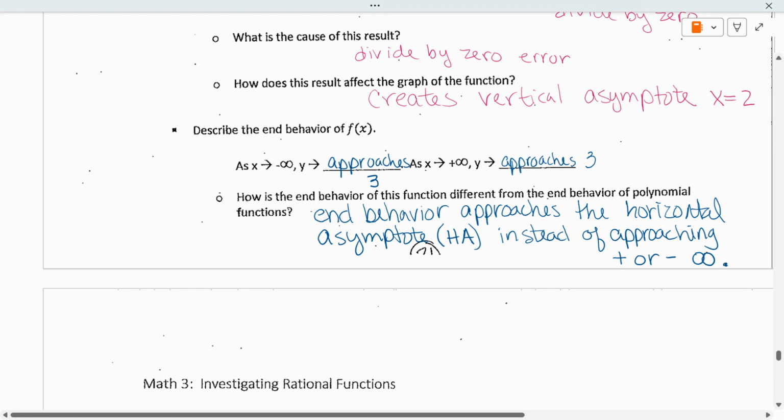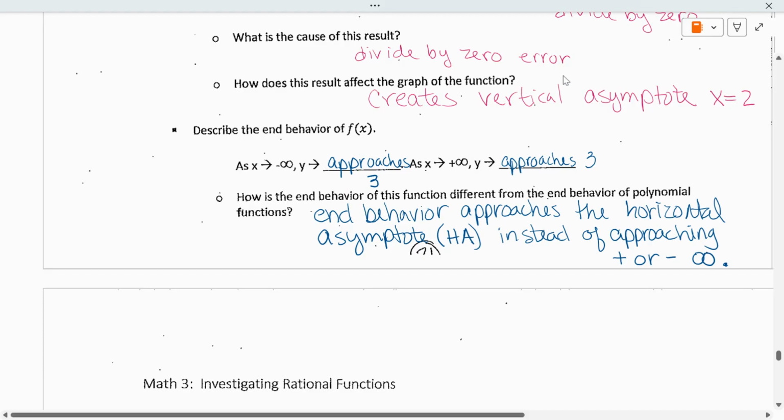Because when we talked about a polynomial function, we said end behavior, up, down, up, down, right? Depending on the degree. As x gets bigger, y either approaches positive infinity or negative infinity, and vice versa. But this isn't doing that. This is approaching the horizontal asymptote. Okay? This is approaching a horizontal asymptote.